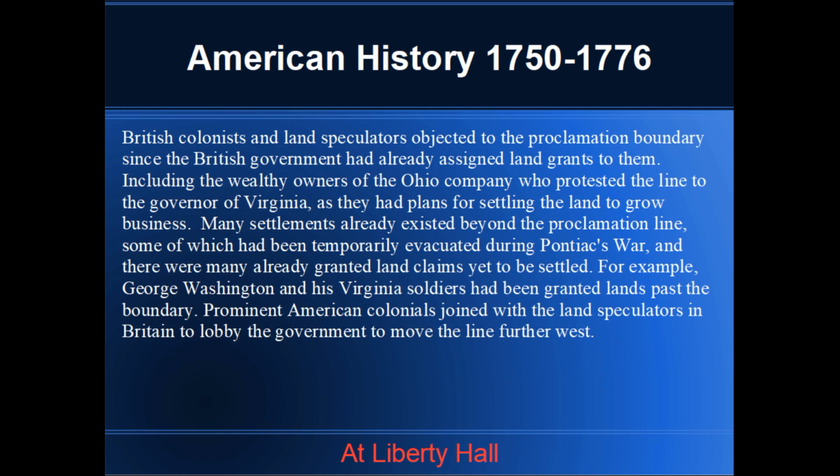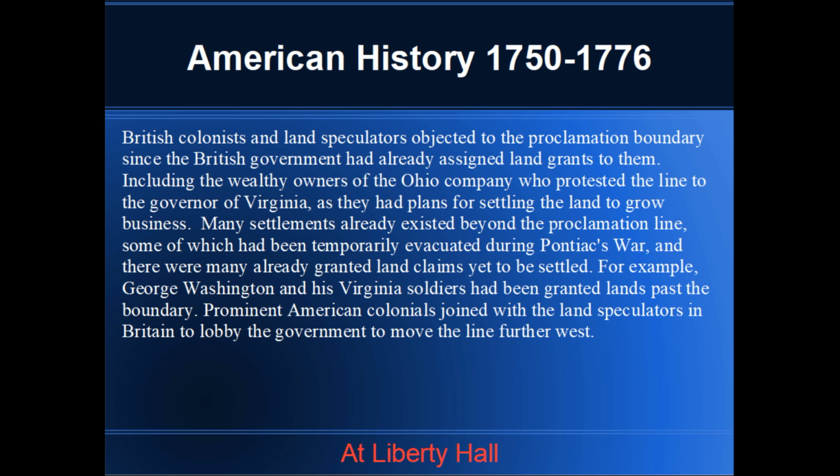British colonists and land speculators objected to the proclamation boundary since the British government had already assigned land grants to them, including the wealthy owners of the Ohio Company who protested the line to the governor of Virginia as they had plans for settling the land to grow business.